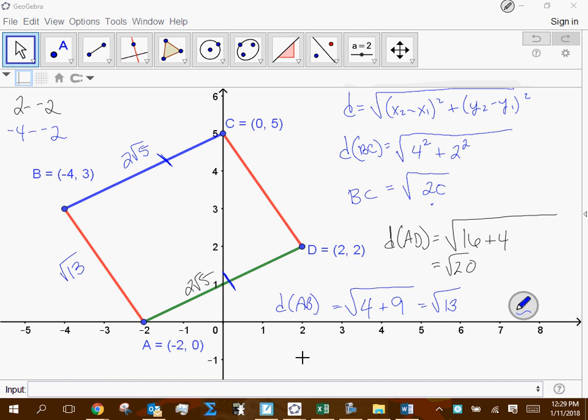If I find distance C to D, hopefully it ends up being radical 13. 0 minus 2 would be negative 2, squared would give me 4. 5 minus 2 gives me 3. 3 squared would be 9 again. So I do get radical 13 as that length there. So that shows us that the red distances are in fact the same, right? So through the theorem that said if in a quadrilateral both pairs of opposite sides are congruent, then the quadrilateral is a parallelogram, right? Okay.